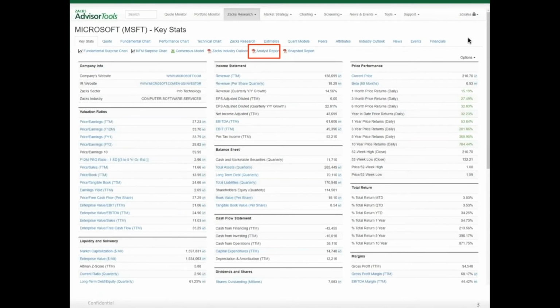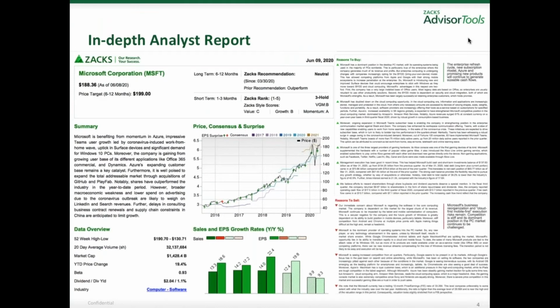So once you go to any individual equity, it will land you on the key stats page, but this is also where you are able to access our in-house analyst reports. So these analyst reports will give you access to a company summary, key metrics on the company, as well as our quantitative rationale for reasons to buy or reasons to sell any individual equity.